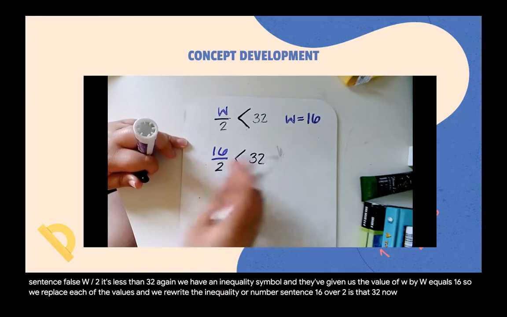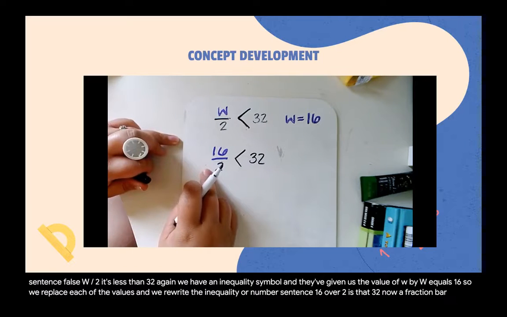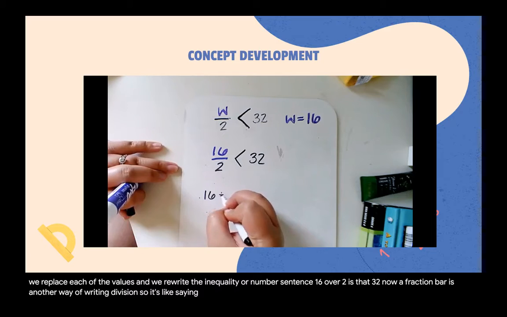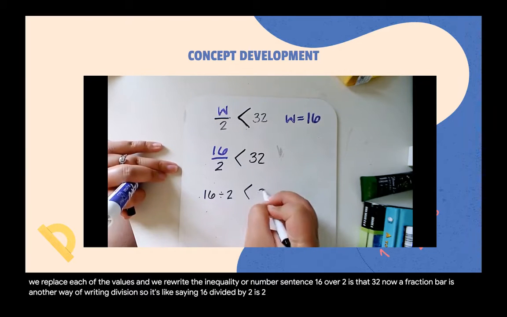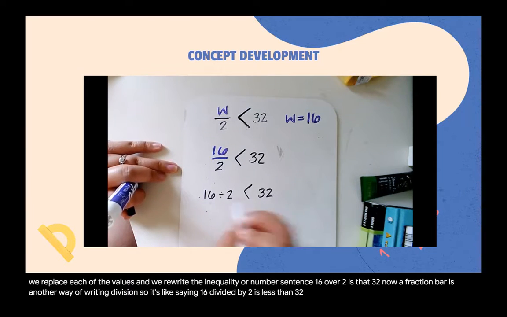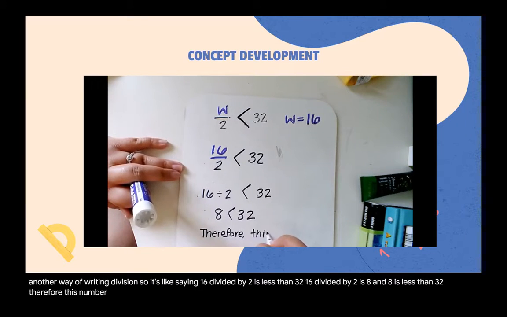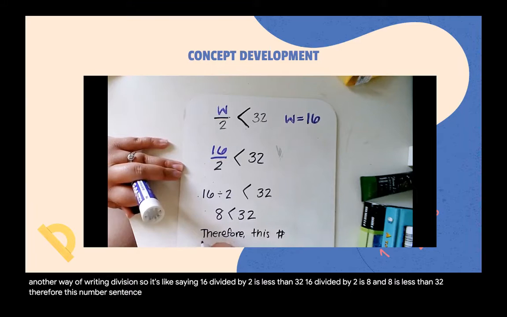Now, a fraction bar is another way of writing division. So it's like saying 16 divided by 2 is less than 32. 16 divided by 2 is 8, and 8 is less than 32. Therefore, this number sentence is true.